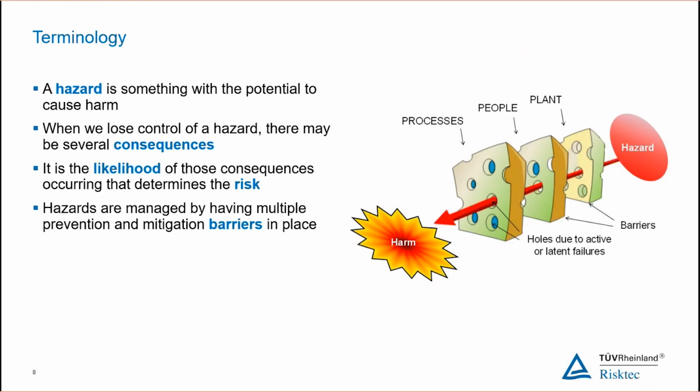Now, it may be that some of those weaknesses exist for a long time. Some of our layers are always weak. They always allow the passage of the harm to come through. But it's only when all of the holes within the barriers line up on that one particular day that's when the consequence arises.